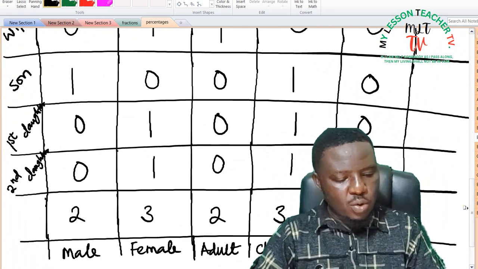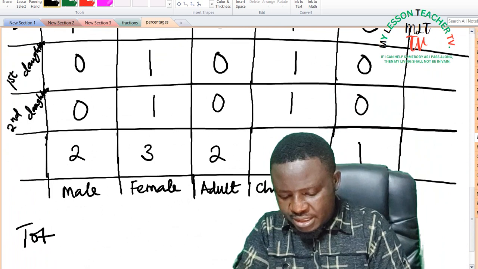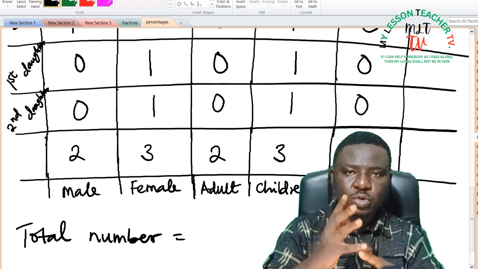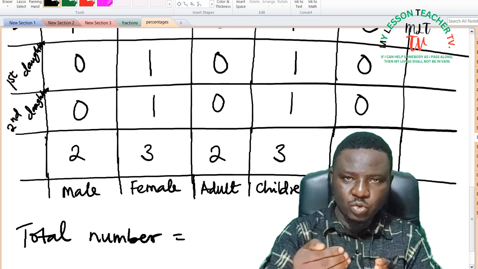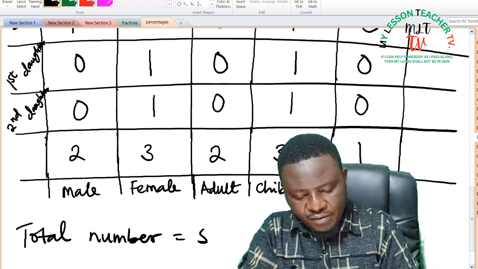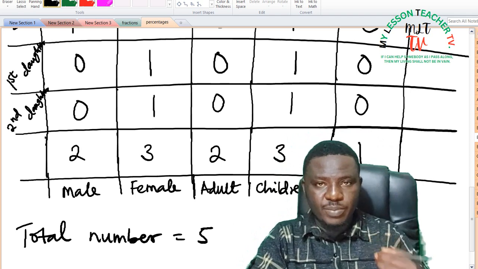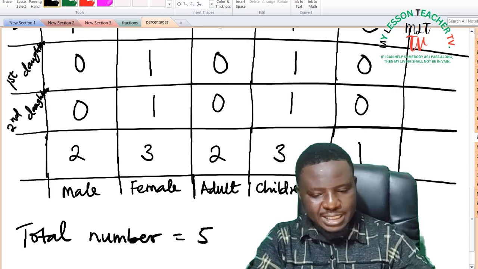Now, what about the total number of persons in that family? They are said to be Tunde himself, the wife, the son, and their 2 daughters, meaning they are equal to 5. So we have gotten the total number of persons in that house and all the required data.